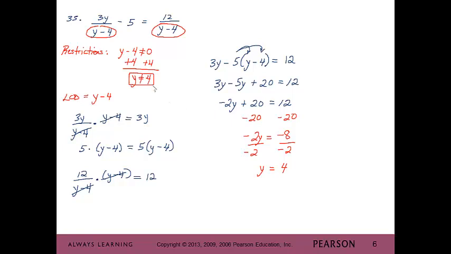However, 4 was part of our restriction. Therefore, if y was equal to 4 and we plugged it back into our original equation, we will have zeros in our denominator. Therefore, y equals 4 cannot be a solution, and we do not have a solution to this problem, so we can write it as no solution, or you can write it in words as no solution.